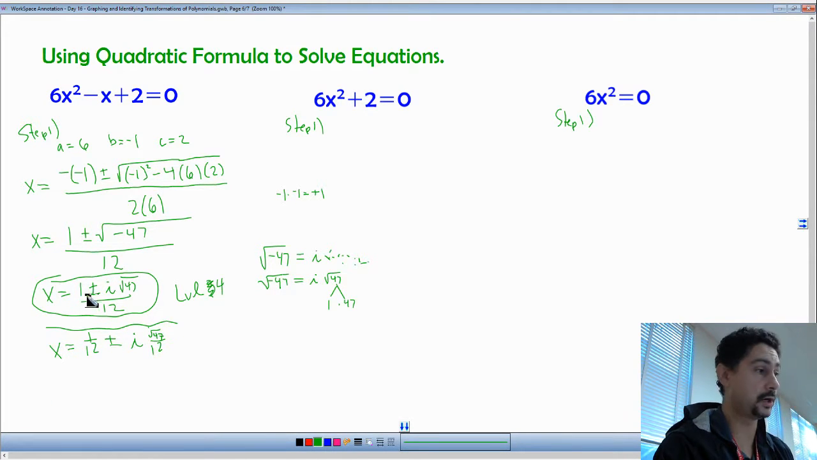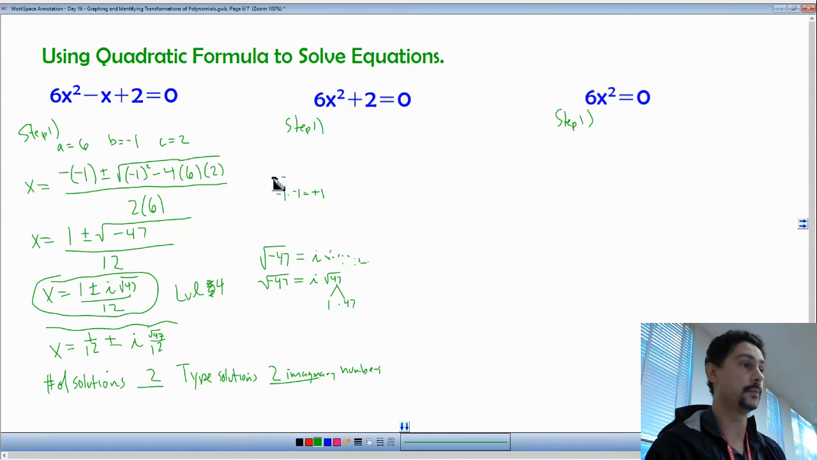So how many solutions are there? Well, when there's a plus and minus, that means the number of solutions is 2, and the type of solutions is two imaginary numbers.